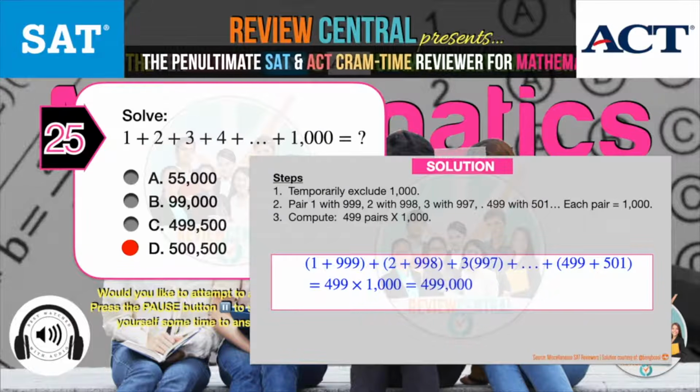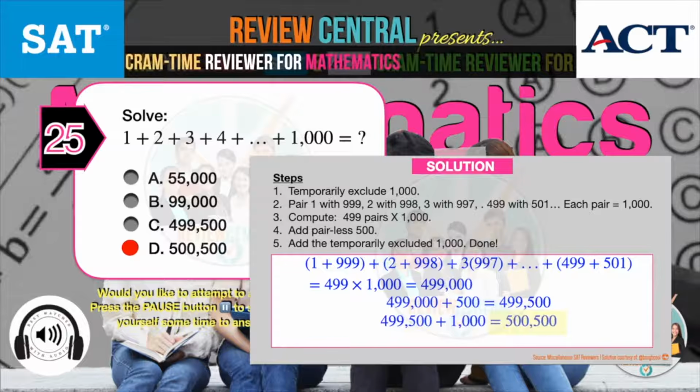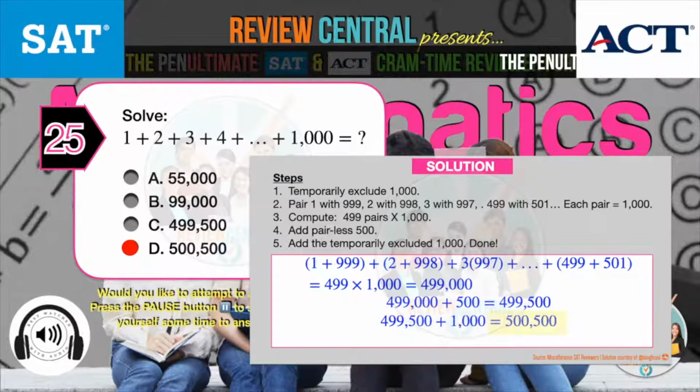From 1 to 999, we should have 499 pairs of 1,000. 499 times 1,000 is equal to 499,000. We add to it the unpaired 500, so our sum is now 499,500. But wait, don't forget the 1,000 that we temporarily excluded earlier. If we add it to 499,500, then our final total should be 500,500. Math is so much fun, right?